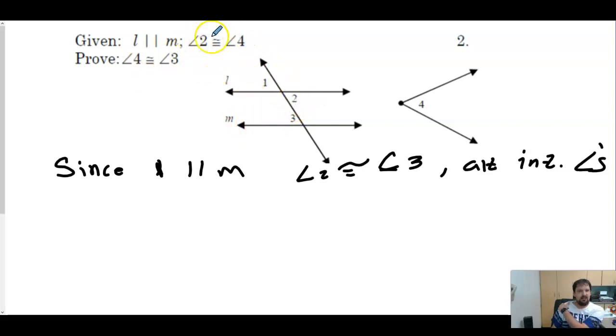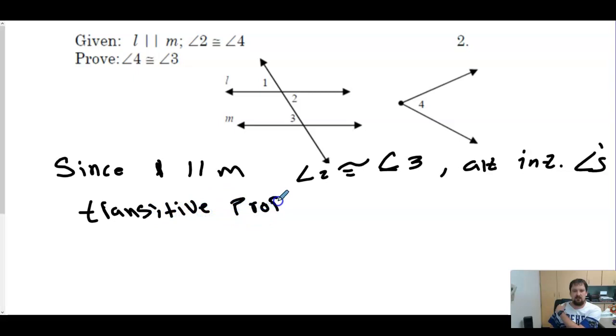And since it was given to us that angle 2 and angle 4 are congruent, we can use the transitive property, which we haven't talked a lot about. The transitive property states that if 2 and 4 are congruent and 2 and 3 are congruent, then 3 and 4 must be congruent. So angle 3 is congruent to angle 4.